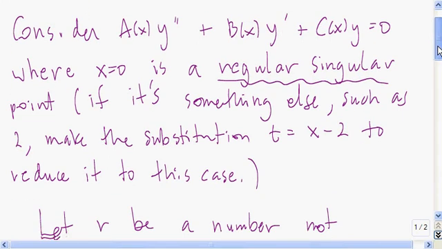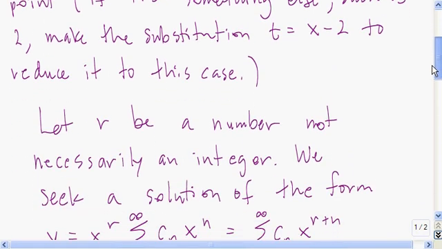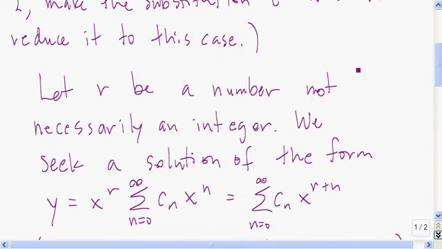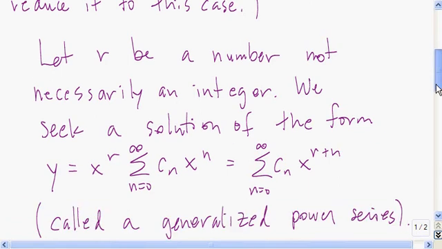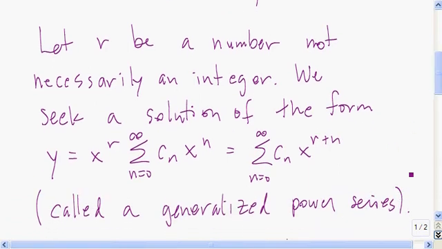All right, so let me explain ahead of time what it is we're looking for. We're looking for some number r, which is not necessarily an integer. The method of Frobenius seeks a solution of the form y equals x to the r times the sum from 0 to infinity of c sub n x to the n. Or we can just bring that x to the r inside and write that as x to the r plus n. That's called a generalized power series.